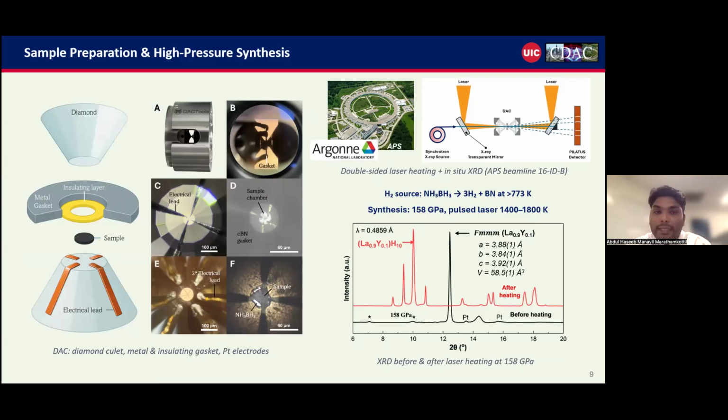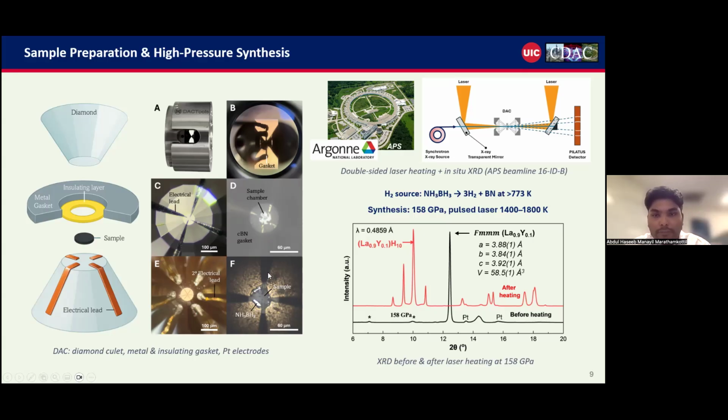So we are working with a clean, well characterized precursor before we even enter the DAC. On the left, you can see a schematic DAC assembly: the two opposing diamonds, the gasket, and the electrical leads coming in from the sides. The image panel works through the actual sample preparation stages. The first panel shows the sample chamber. The final panel shows what the sample chamber looks like after loading: the lanthanum yttrium alloy sitting in direct contact with ammonia borane, with the platinum electrodes.